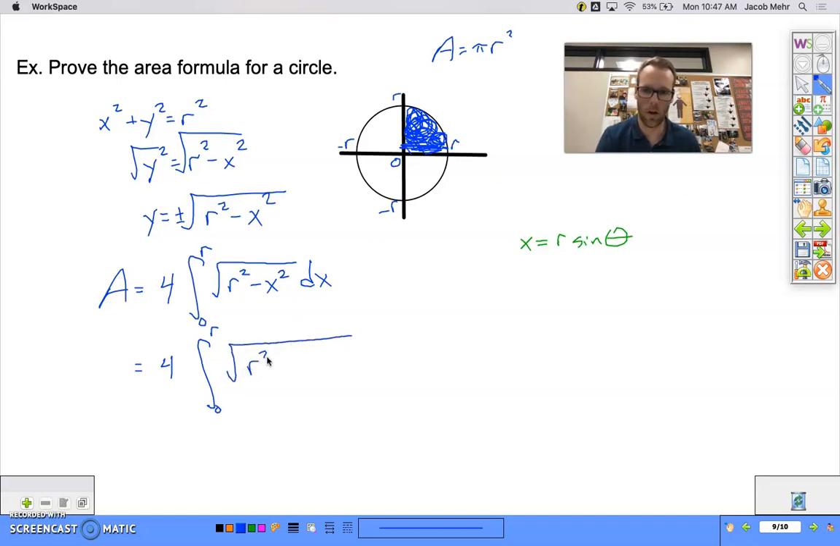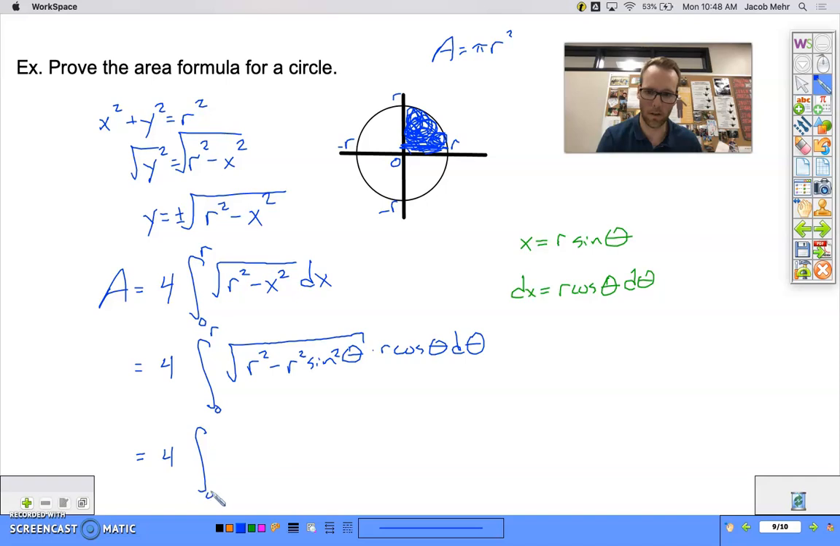R squared minus, are you guys okay with me just jumping to this step? R squared sine squared of theta? I mentioned that in the last video. You're going to start to be able to skip some steps here. Oh, I have to finish my substitution, don't I? What does dx equal? Well, what's the derivative of r times the sine of theta? It would be r cosine of theta, so we'd have to multiply the d theta over. dx equals r cosine of theta d theta.